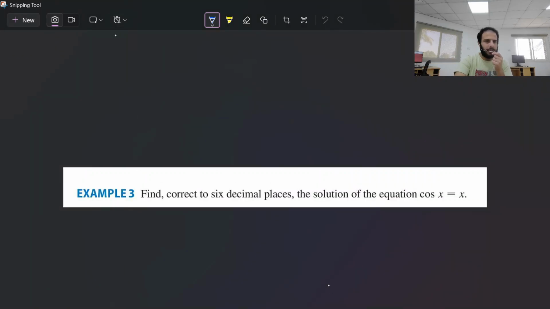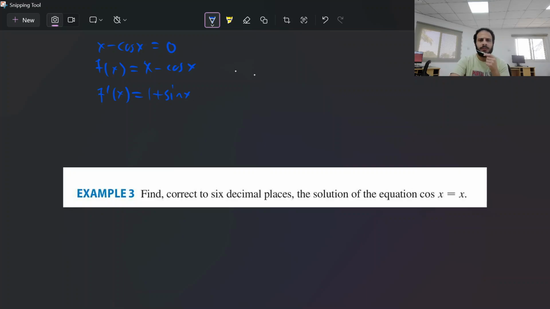So first you write something equals 0, okay? So x minus cosine x equals 0. The solution of this is the same as cosine x equals x, right? So our function is f of x equals x minus cosine x. What's the derivative of this? 1 plus sine x, right?